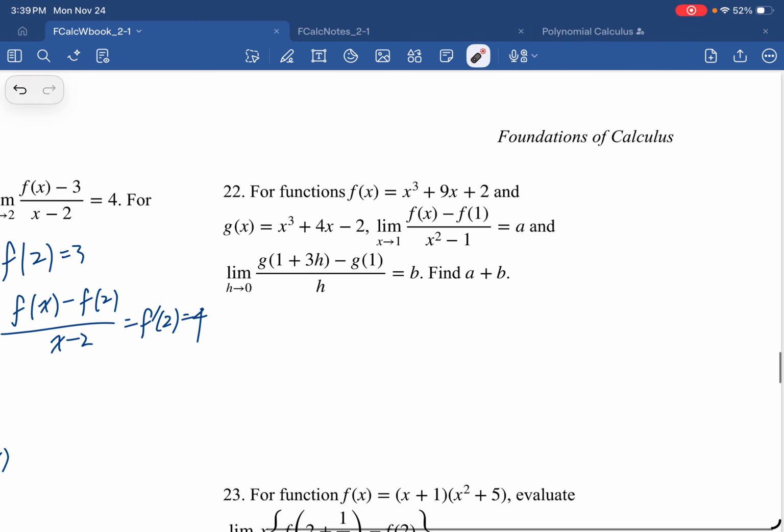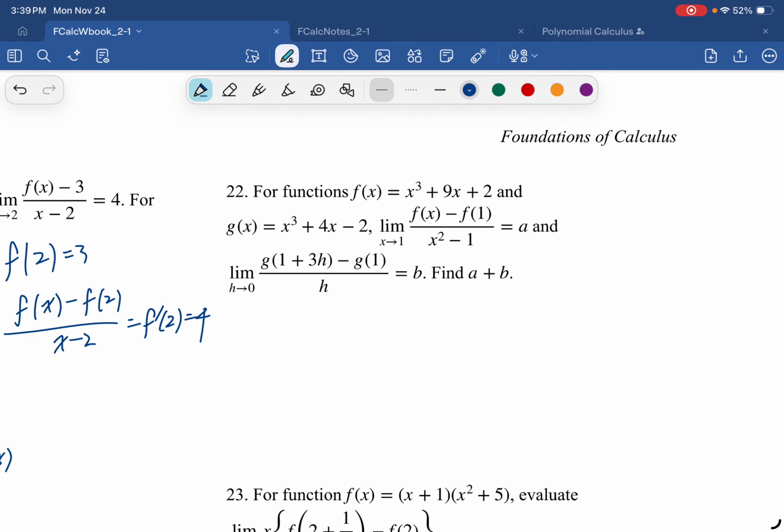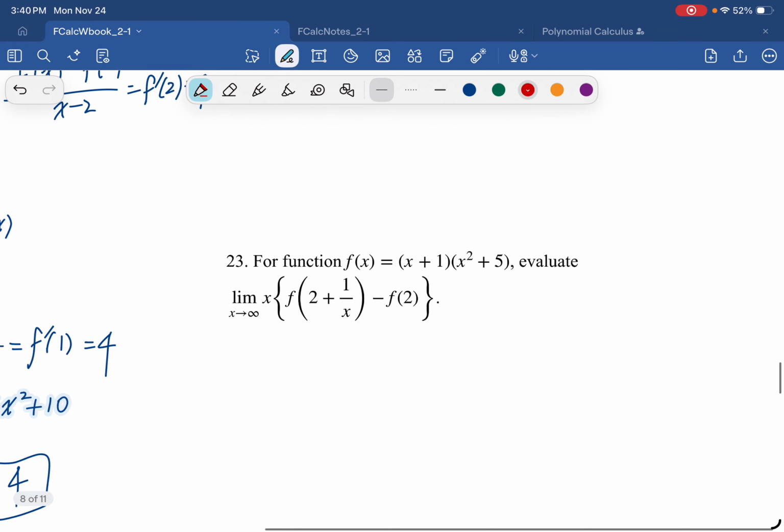Number 22, I think, combines all the skills that we did, right? So combining modifying limit expressions and finding the values of some unknowns. So I'll leave that for homework for you to practice. And number 23, I think this was in the notes as well, right?